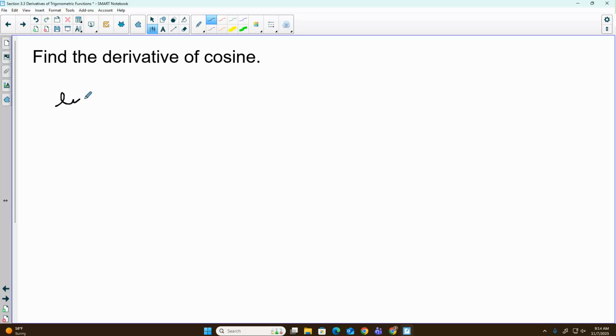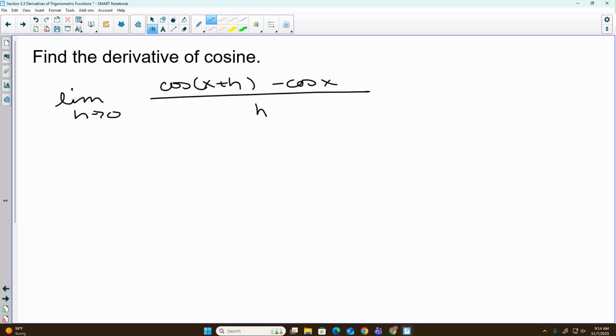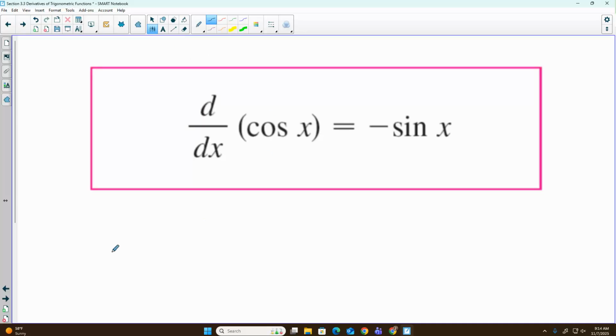I'm not going to work it all the way out, but you would do your definition: limit as h approaches 0 of cosine of x plus h minus cosine x, all over h. And you would have to use the cosine difference formula and strategically regroup there. But the derivative of cosine turns out to be negative sine. All of the co-functions end up with a negative derivative. So the derivative of sine is cosine. Derivative of cosine is negative sine.